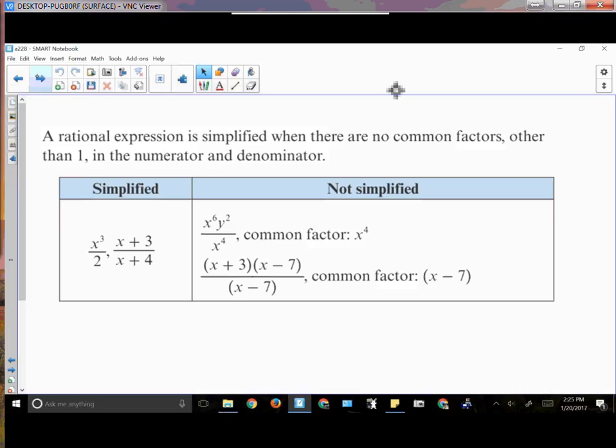Now, the next thing, we have to learn how to simplify these things. That's as simple as it gets, x cubed over 2. This is as simple as it gets, x plus 3 over x plus 4. This is not simple. Now, earlier this year, we've taken a look at how we simplify those things, remember? Down here, this isn't simple because I have x minus 7 on top, x minus 7 on the bottom. Now, I want you to notice that these here are being multiplied. See this x plus 3, x minus 7? There's multiplication going on here. I cannot cancel these x's here and say it's just going to be 3 over 4.